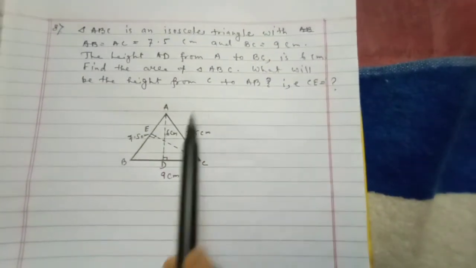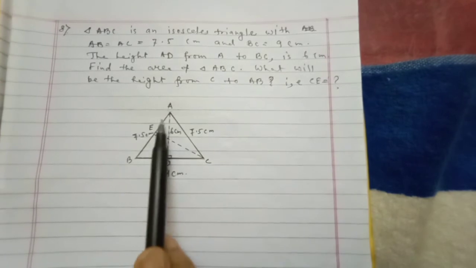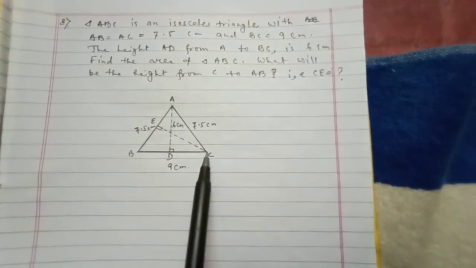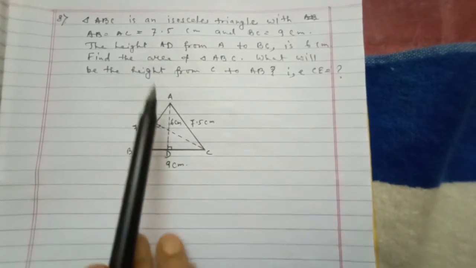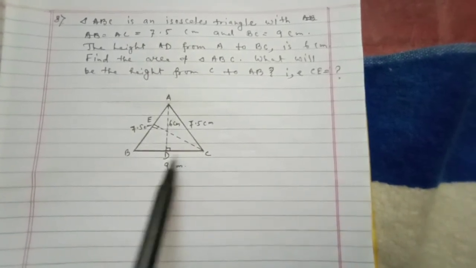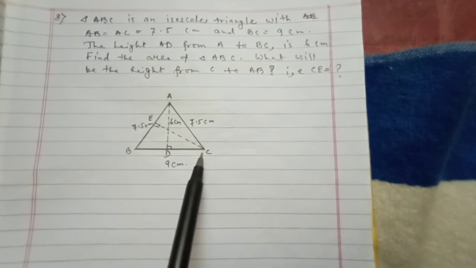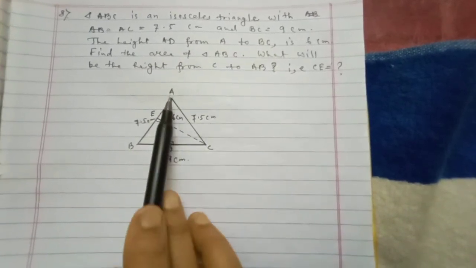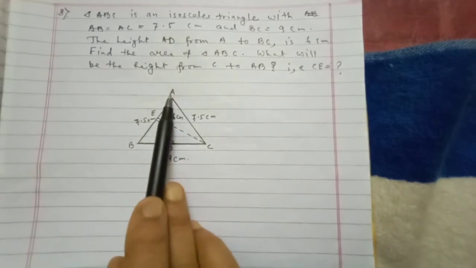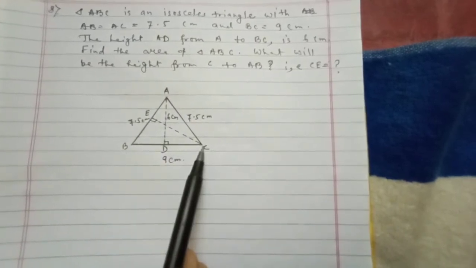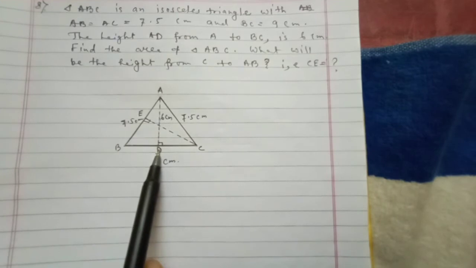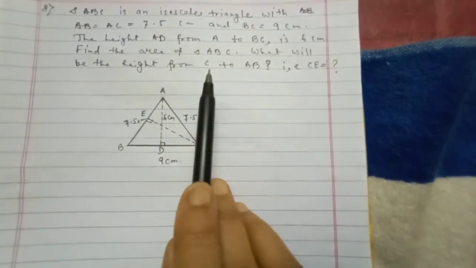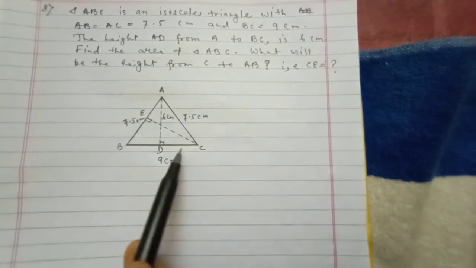ABC is an isosceles triangle. Isosceles triangle means two sides are equal length, and one is unequal. AC and AB are 7.5 centimeter, 7.5 centimeter, and BC is given 9 centimeter. The height AD from A to BC. AD is the height from A to BC. Corresponding side is BC and height is AD. What will be the height from C to AB?